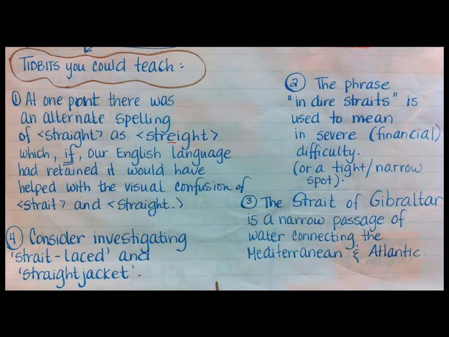You can investigate some well-known phrases like straight-laced and straight-jacket and why those are spelled differently based on their meanings. Another phrase, in dire straits, and how that's linked to the financial meaning behind having financial difficulty or being in a tight and narrow spot. You can also jump off into some geographical investigations and look at the words in that form, like the Strait of Gibraltar, and how it's a narrow passage of water connecting the Mediterranean and the Atlantic. Maybe there's other straits, I don't even know, but kids will love these investigations.